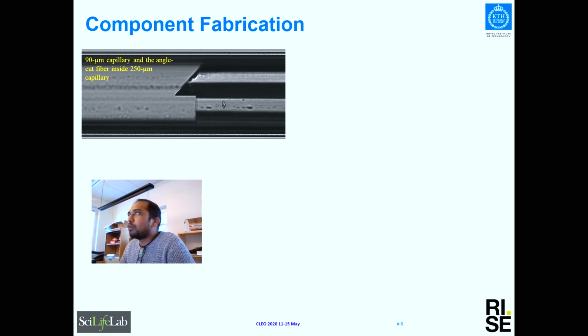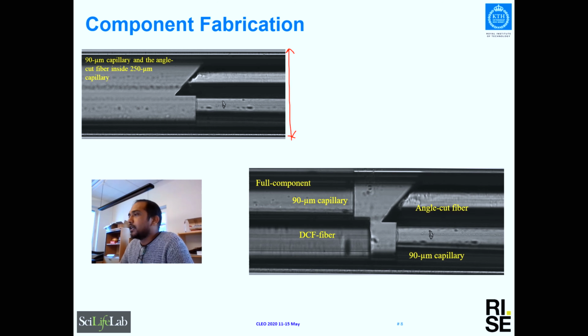Next, we fabricate the component that we use for microflow cytometry. We insert the angle cleave fiber and the silica micron capillary inside a housing capillary, which is shown here. In this case, with the outer diameter of 330 microns and inner diameter of 250 microns. The full component looks like this, with the 90 micron capillary aligned with the angle cut fiber and the double clad fiber aligned with the 90 micron capillary.